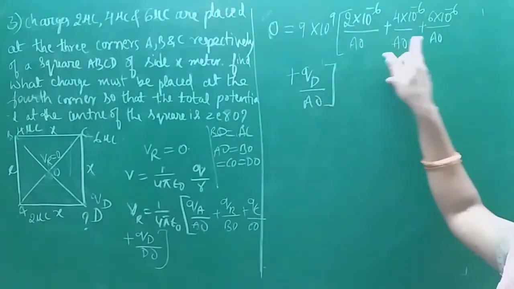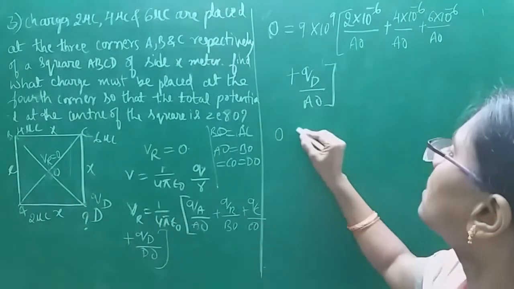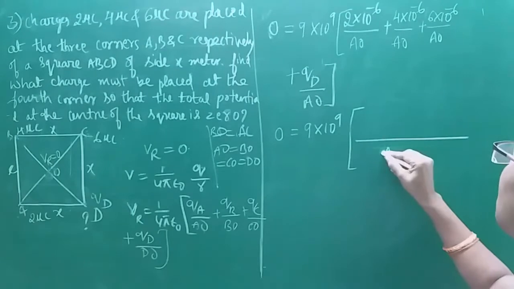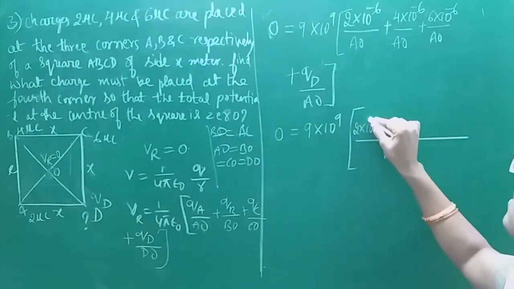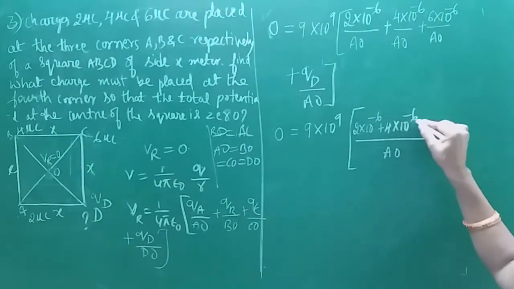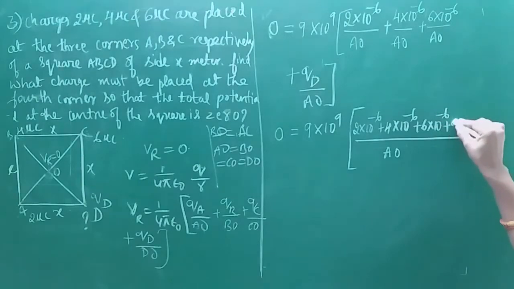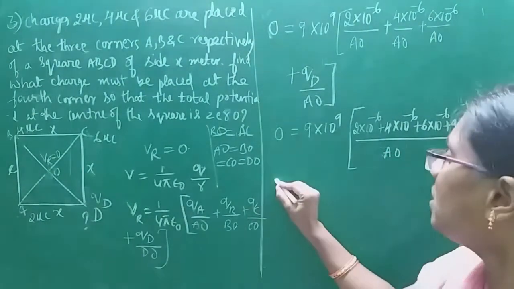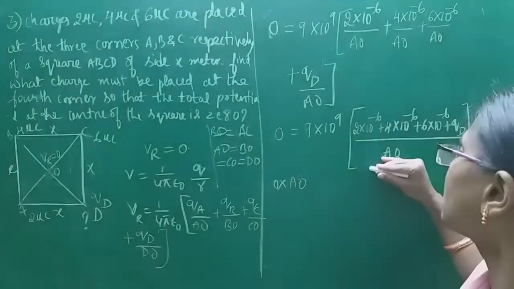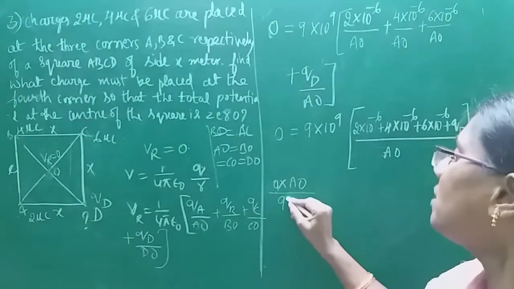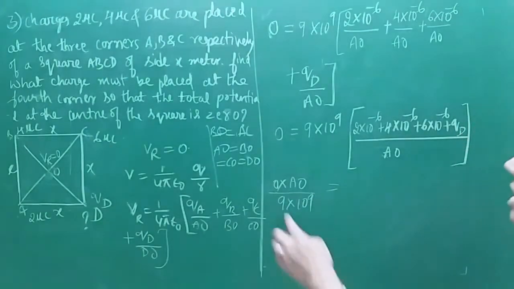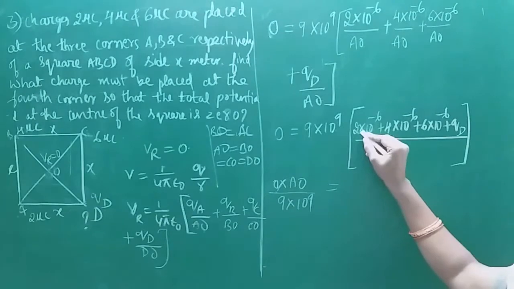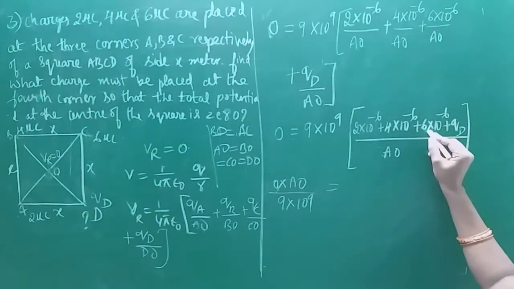So now we can take AO as the LCM. So 0 is equal to 9 into 10 to the power of 9 into, by taking LCM as AO, 2 into 10 to the power of minus 6 plus 4 into 10 to the power of minus 6 plus 6 into 10 to the power of minus 6 plus QD. We have to find out this QD value. Now cross multiply this. 0 into AO goes to the numerator and this comes to the denominator, divided by 9 into 10 power 9. 0 multiplied by anything is 0, and 0 divided by anything is 0. So that is equal to 2 into 10 power minus 6 plus 4 into 10 power minus 6 plus 6 into 10 power minus 6.